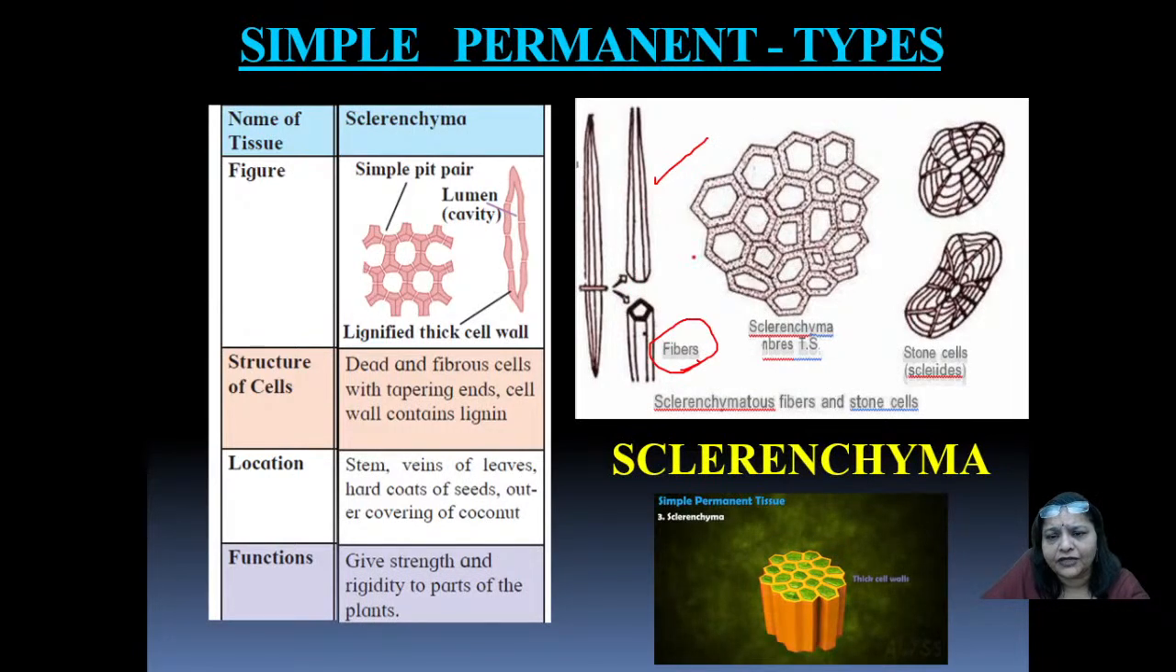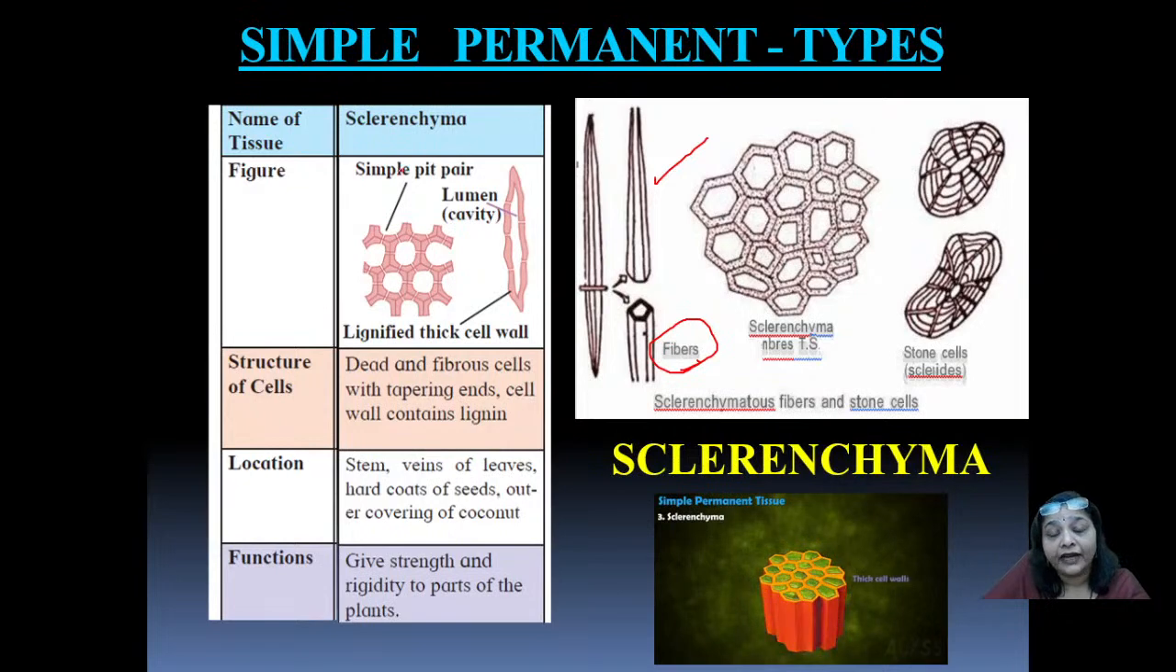You can see that in the cross section, the lumen of the cell, the center of the cell, is broad and it is empty, whereas the cell walls are very thick. Now these are the fibers. They are called sclerenchyma fibers. They are dead cells and they have tapering ends. The cell wall contains mainly lignin, okay, which forms a very thick cell wall.